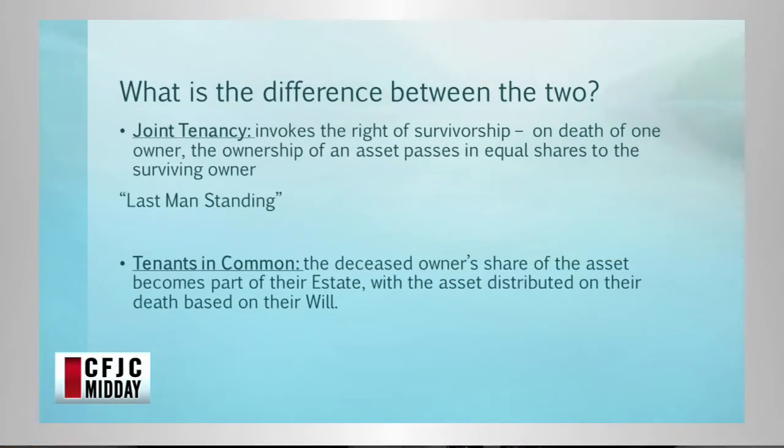Joint tenancy invokes the right of survivorship on the death of one owner, and the ownership of an asset passes in equal shares to the surviving owner. The best way to say that in plain English is the last man standing gets the asset. So that whole share goes over to the survivor, and in almost all cases that is with a spouse, as a tax-free rollover. Tenants in common means the deceased owner's share of the asset becomes part of their estate, so however they want that asset distributed in their will is how it's going to happen.